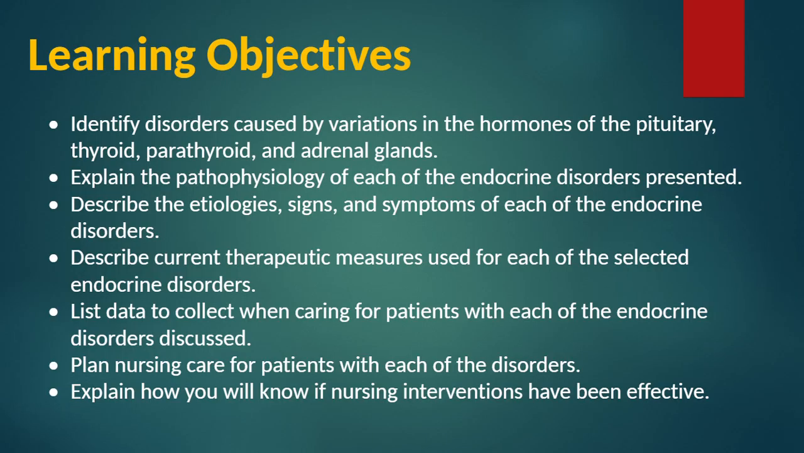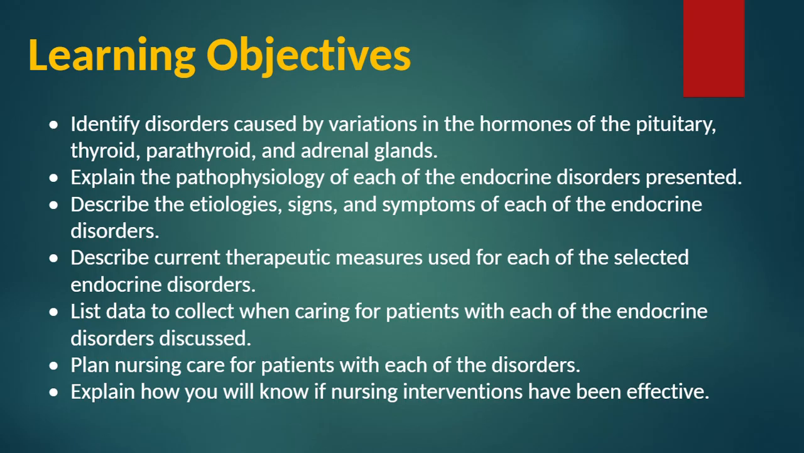The learning objectives for this presentation include the following. Identify disorders caused by variations in the hormones of the pituitary, thyroid, parathyroid, and adrenal glands. Explain the pathophysiology of each of the endocrine disorders presented. Describe the etiologies, signs, and symptoms of each of the endocrine disorders.